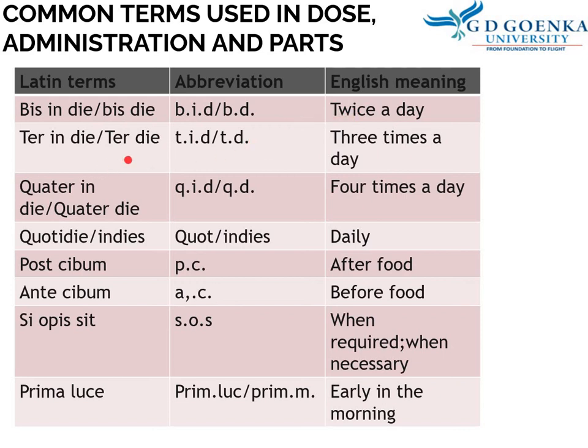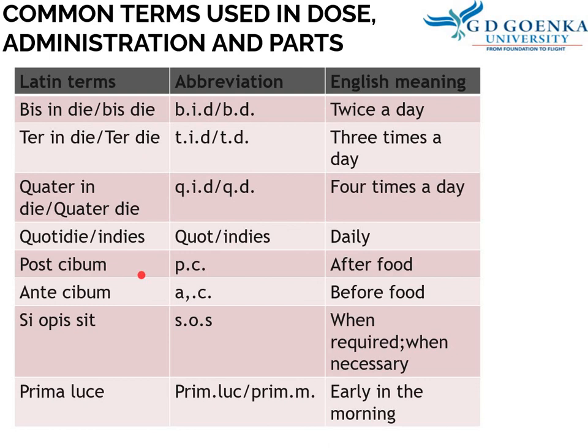Ter in die or ter die, abbreviated as TID or TD, is 3 times a day. Quater in die or quater die, abbreviated as QID or QD, is the Latin term for 4 times a day. Quaque die, QD, are the abbreviations for the Latin term quaque die. This means in English daily.